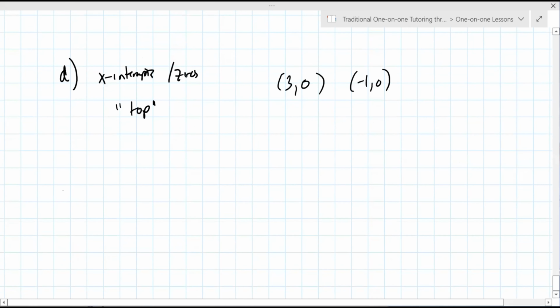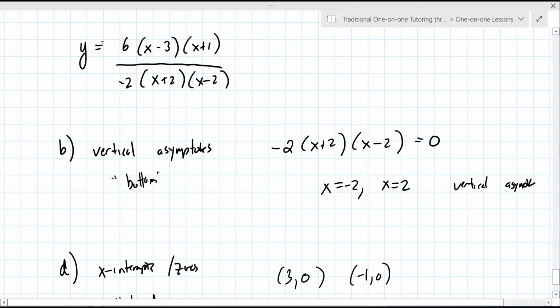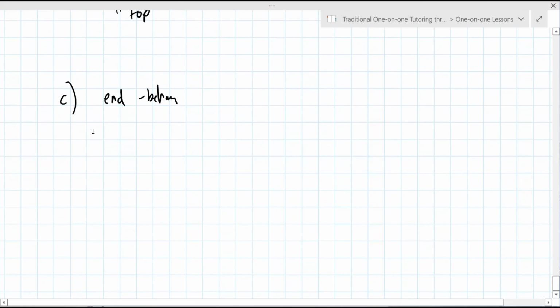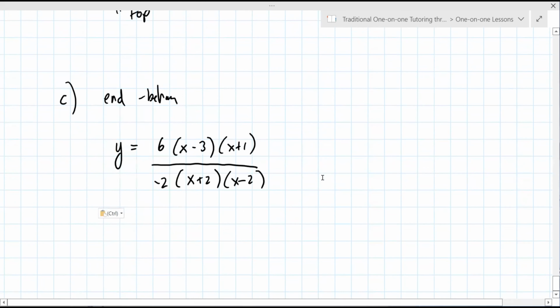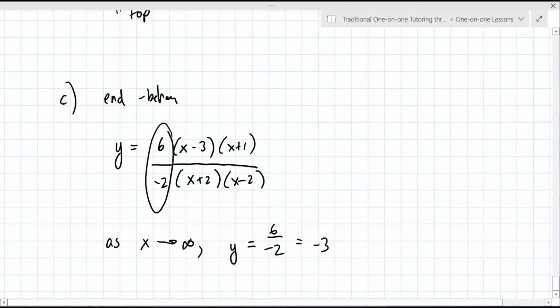And then part C is your end behavior. It really comes down to, if the way that this is presented is the way we're going to see it in the quiz, it's just going to be the ratio of those leading numbers. So let me bring that down here. It's these numbers right here. As x goes to infinity, y goes to 6 over -2, but you want to reduce that to -3. And it's the same in both directions.